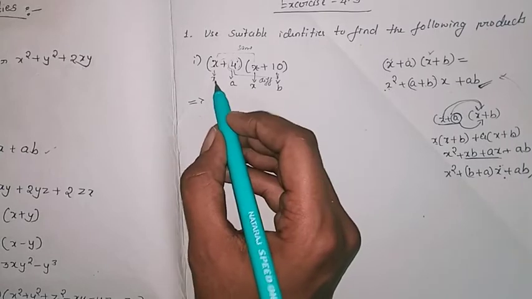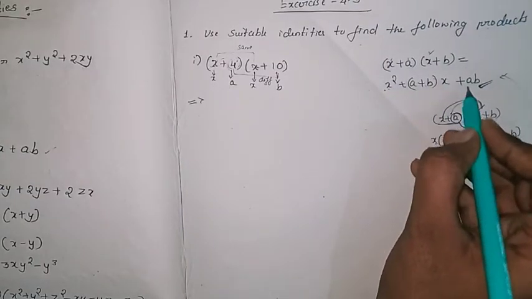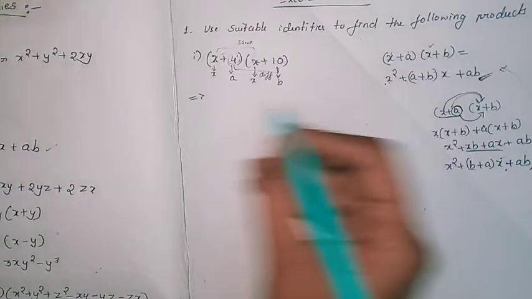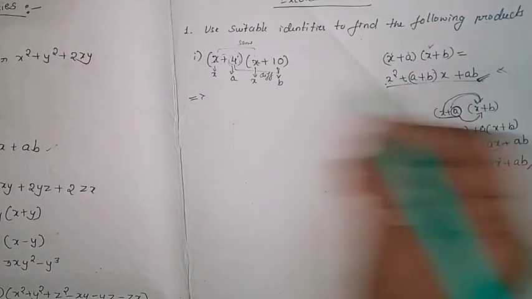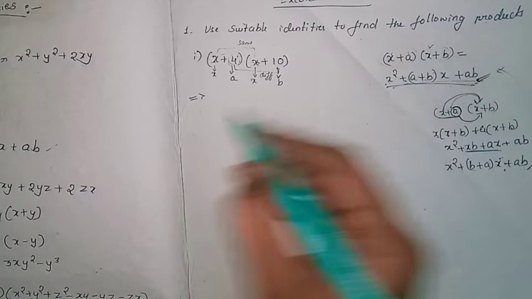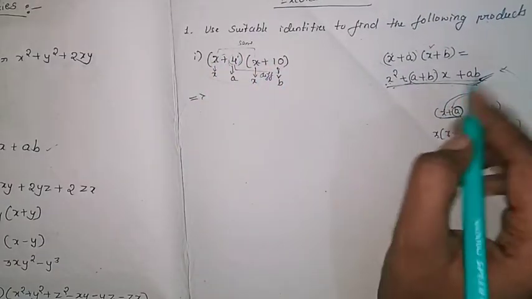Now for that, what is the formula? x square plus, into the bracket a plus b, multiplied by x, plus of ab. So you have to write by the expansion method. This one is your LHS side, so for the RHS you have to write the solved form.